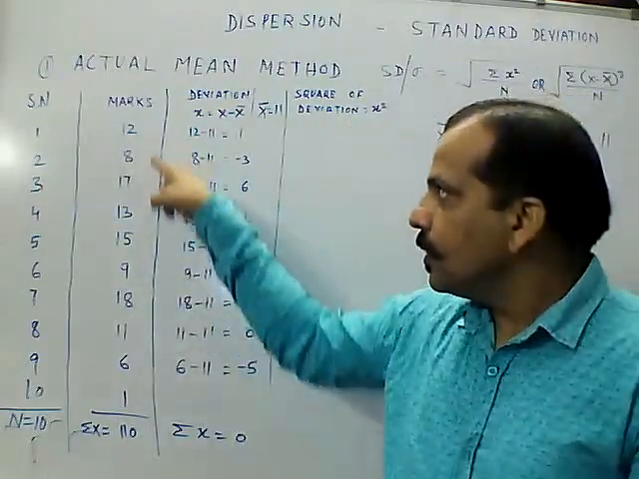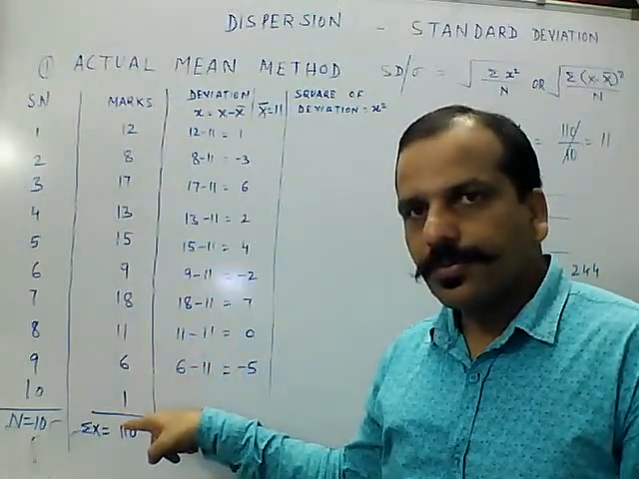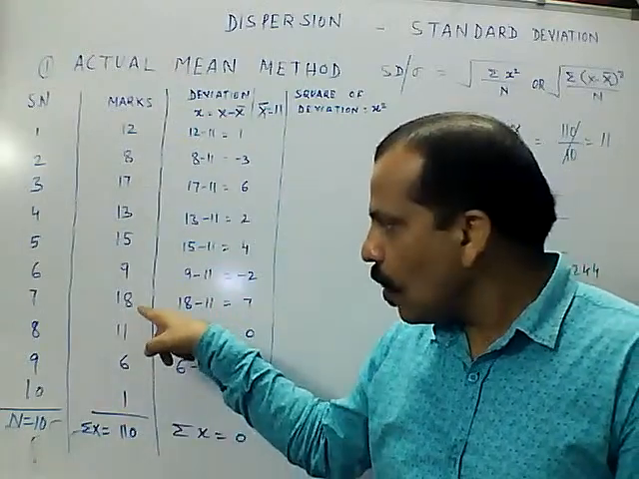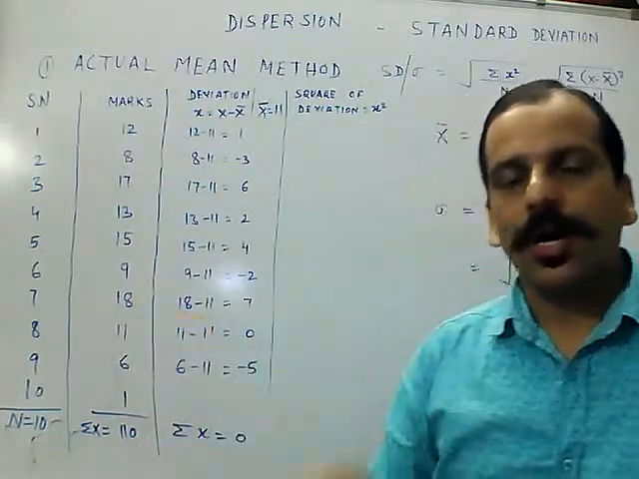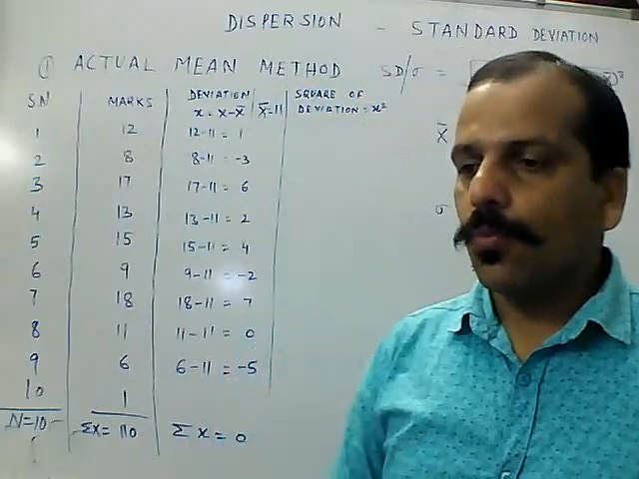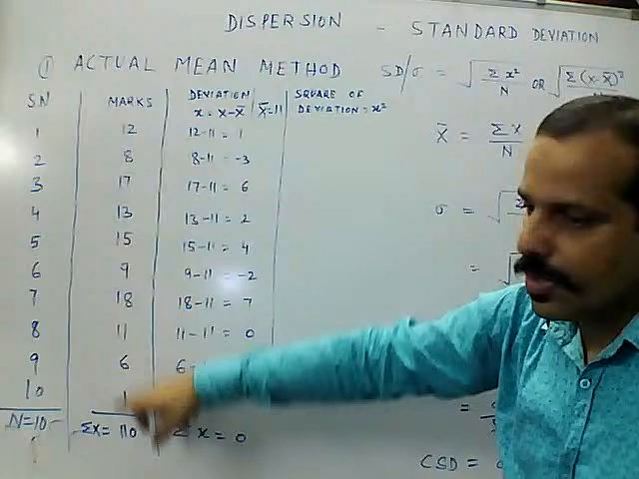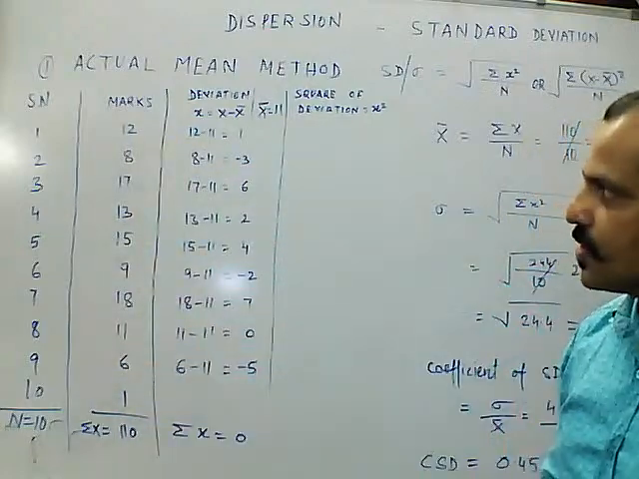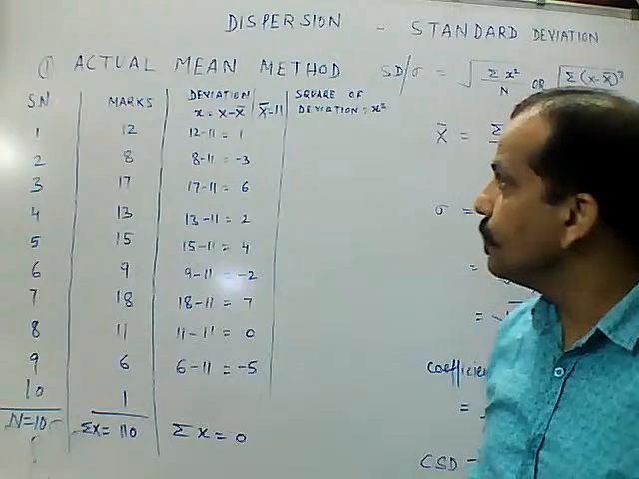But if you go through the numbers, the data, you will observe the highest is 18 and the lowest is 1. Highest 18 marks, lowest 1 mark. So now calculate the deviation from 11 marks. 11 means the mean marks, deviation from the mean marks.